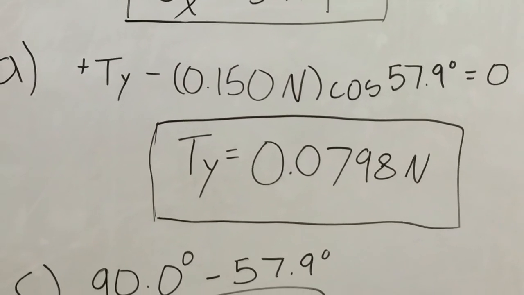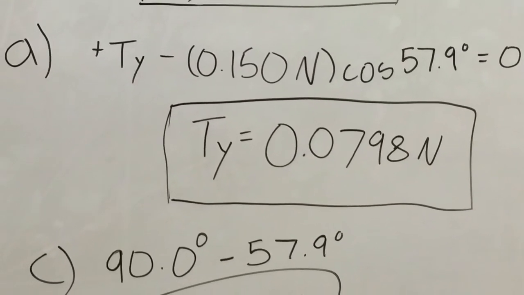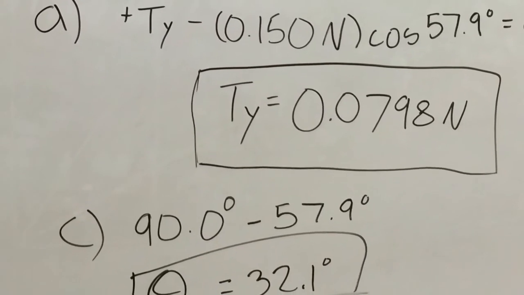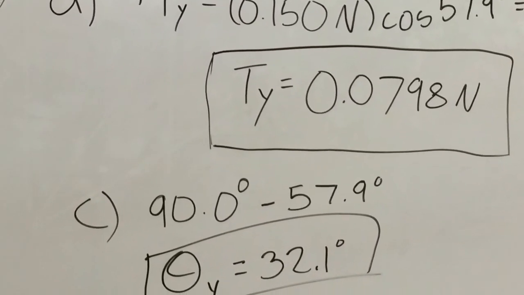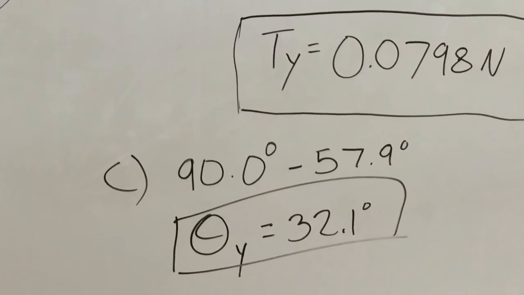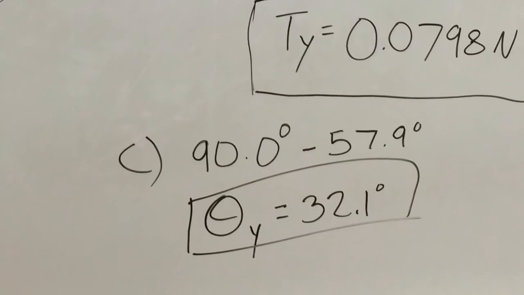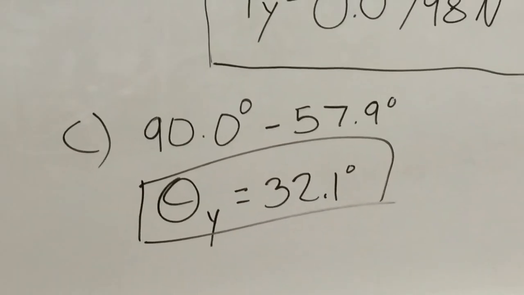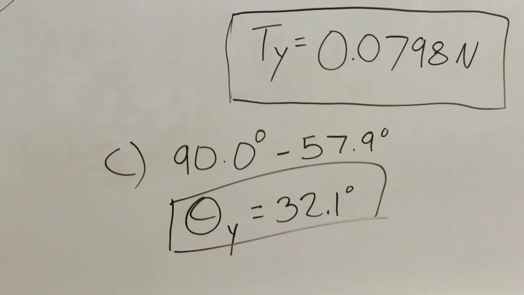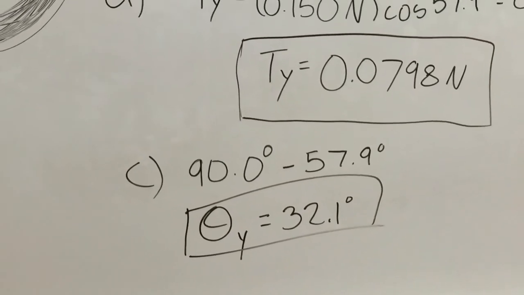66c asks us to find theta y. Theta y is complementary to theta x, so we can find it by subtracting theta x from 90 degrees. Theta y is 32.1 degrees. You have now completed the problem finding the tension in the y spider string, theta x, and theta y.